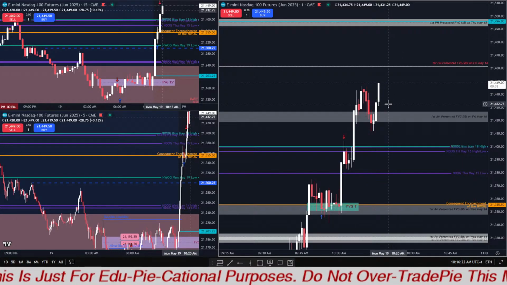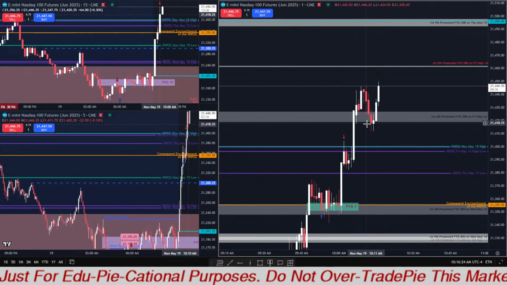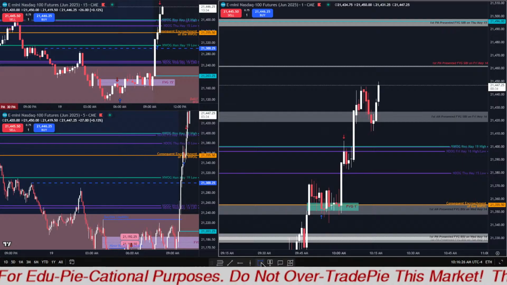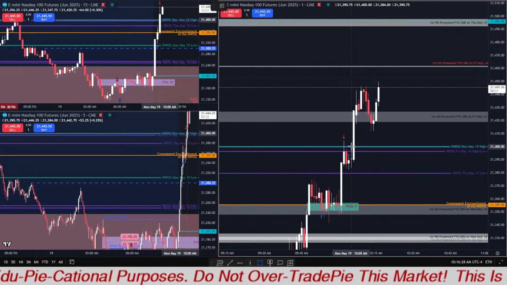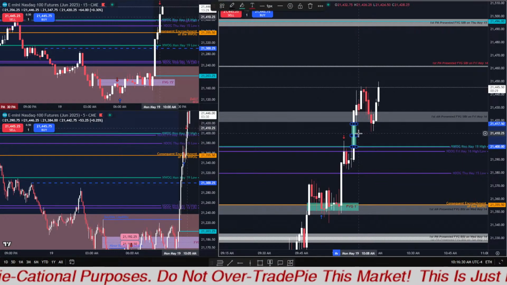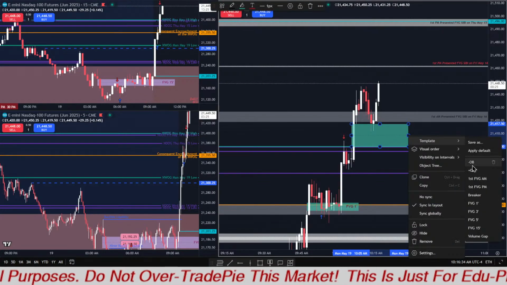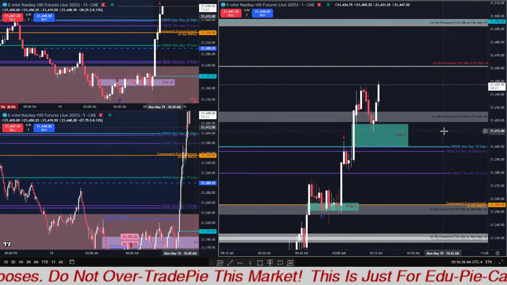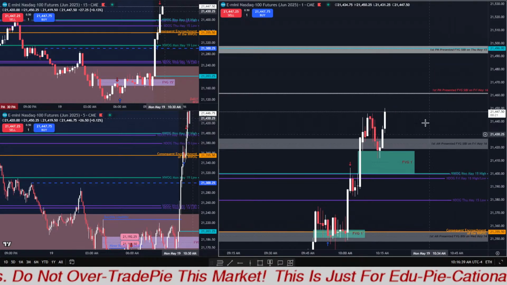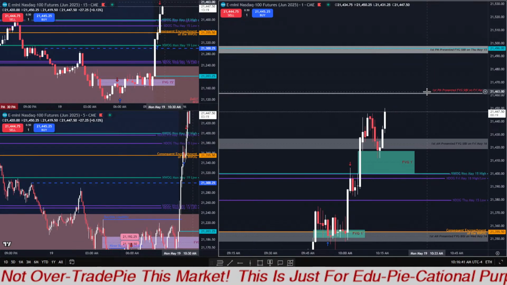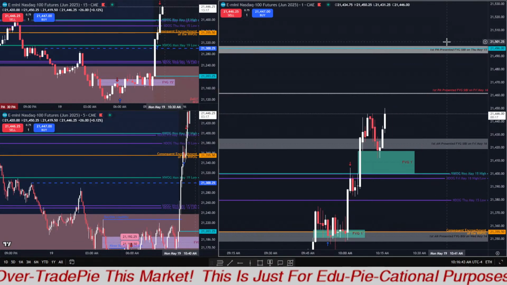Okay, now we have another run from this inefficiency over here. I'm highlighting this. This is also a very nice run, and the draw could be this 500 level over here.